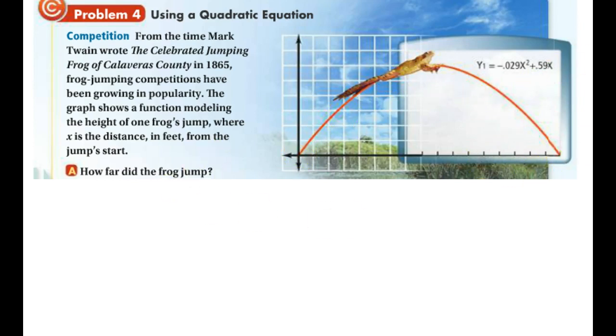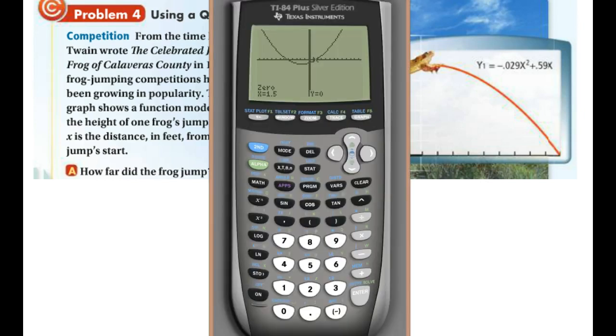And we are told the equation of this frog's jump path, and that is y equals negative 0.029x squared plus 0.59x. So first thing we want to do is figure out how far did this frog jump. We're going to be using our graphing calculator to assist us in this process. So let's go to our graphing calculator, go to y equals, clear out the previous function, and now type in the new one.